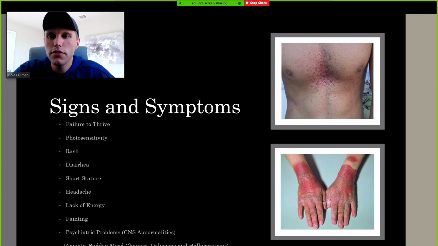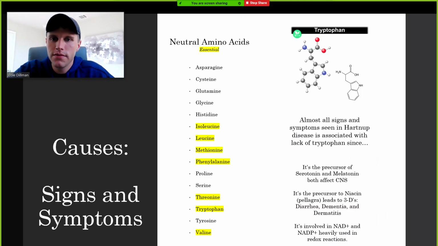Well, some of the most notable ones are failure to thrive, photosensitivity, rash, diarrhea, short stature, headache, lack of energy, fainting, and multiple psychiatric problems such as central nervous system abnormalities that can cause anxiety, sudden mood changes, depression, delusions, hallucinations, among many others.